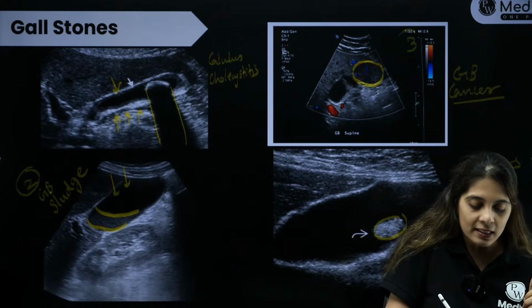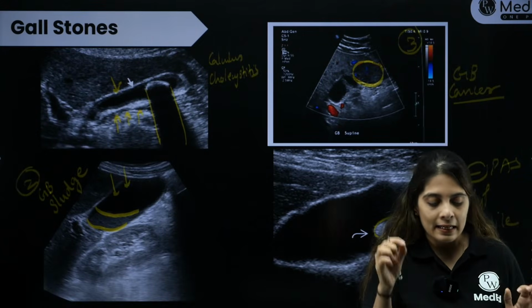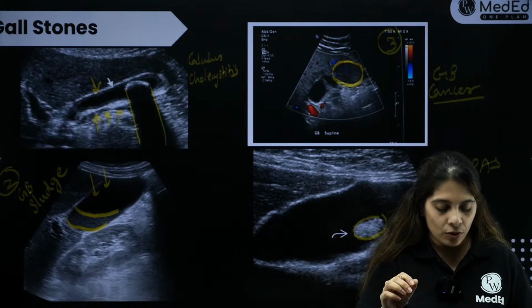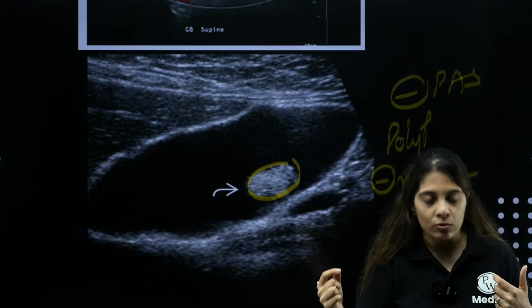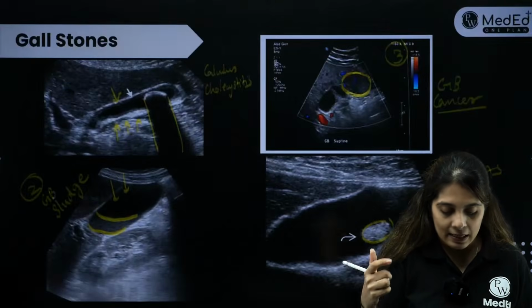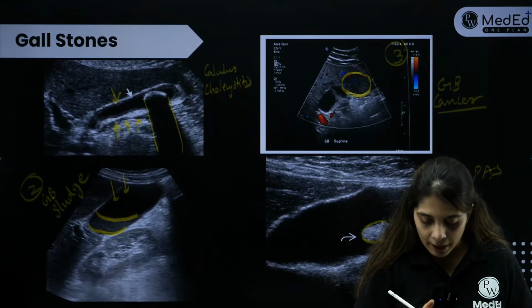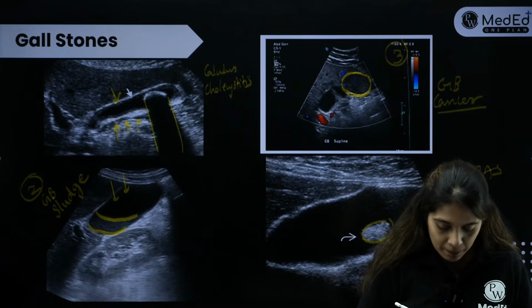In the third image, you can see a solid-appearing mass with vascularity. That is a gallbladder cancer. In the fourth image, you can see a hyperechoic area along the wall. No posterior acoustic shadowing is present, and it is absolutely non-mobile. So that is a gallbladder polyp, right? So that is about this particular thing.